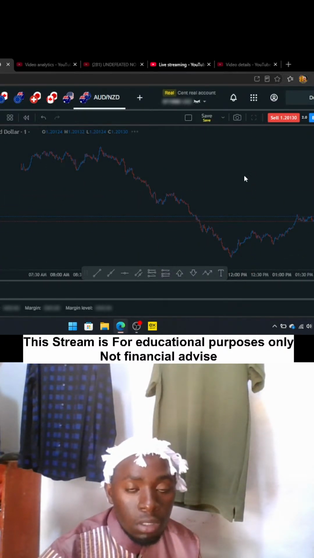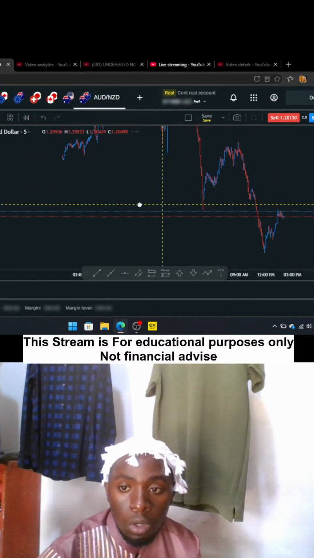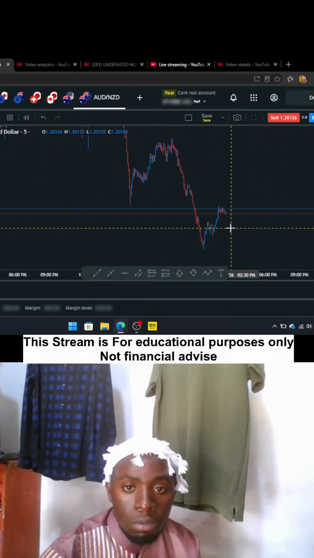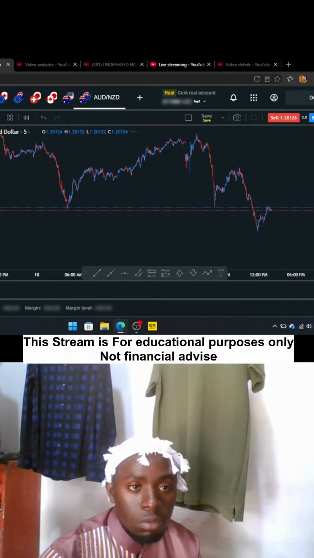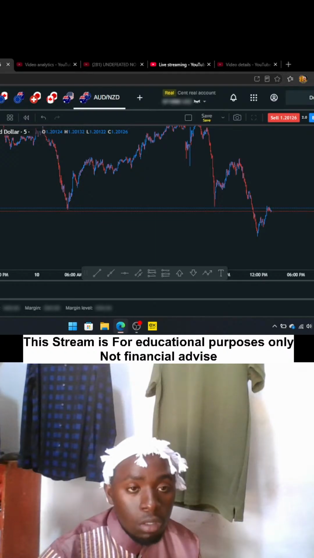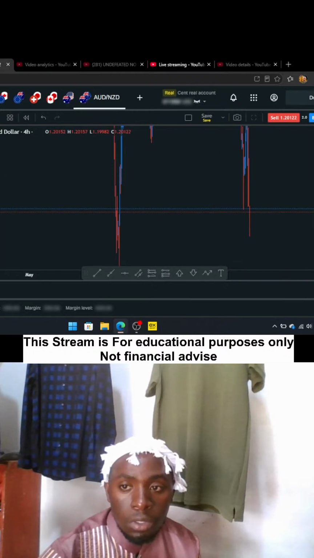Let's see what's happening on AUD Nasdaq. What we have, we are on that pullback. Market kind of on that bullish pullback, going up for some time, so it can continue going down.